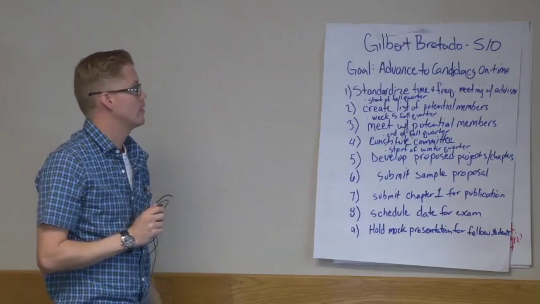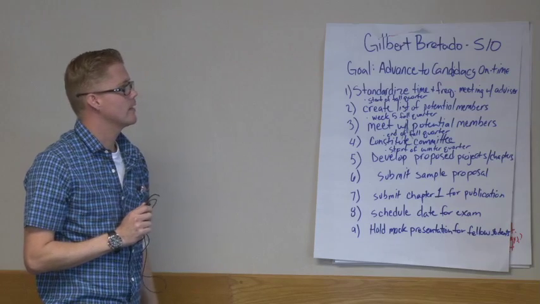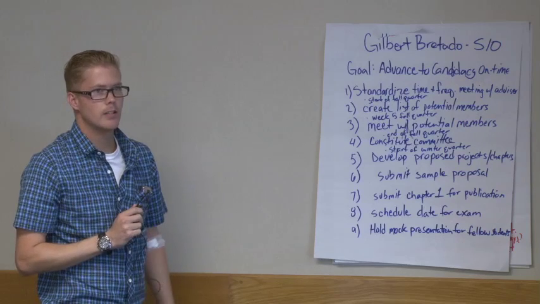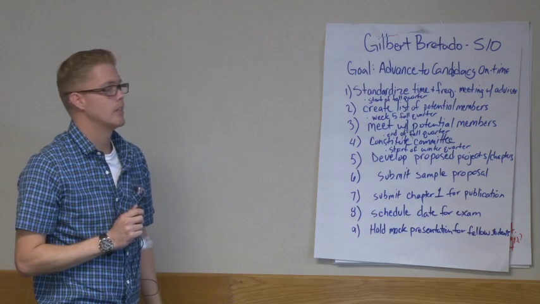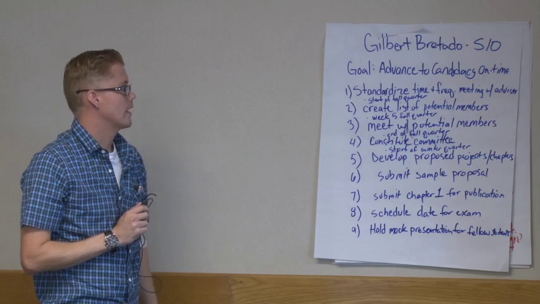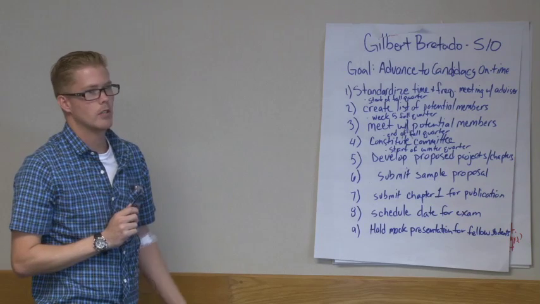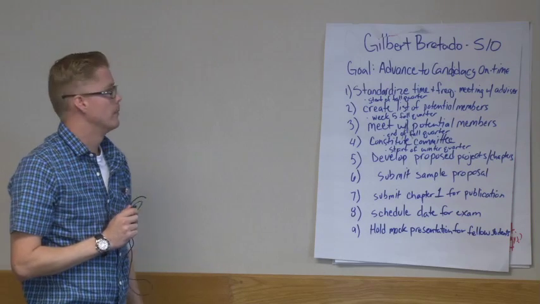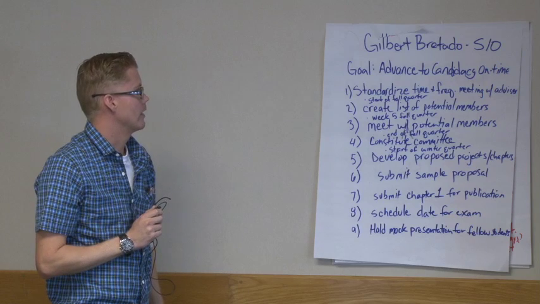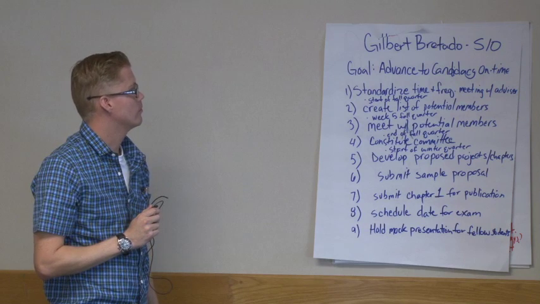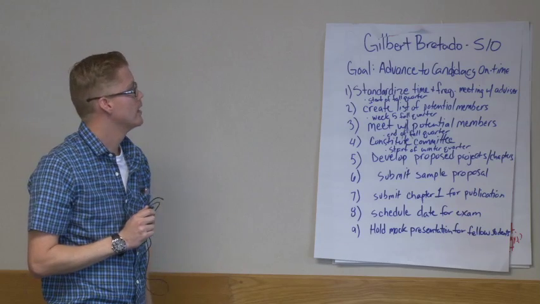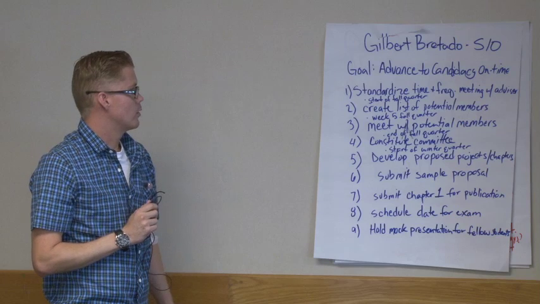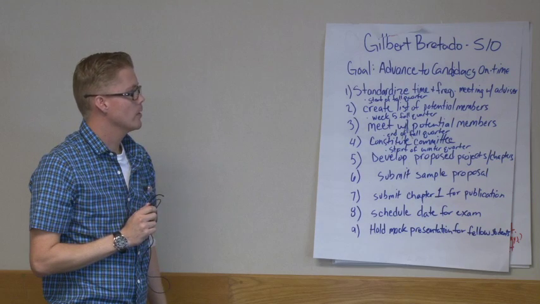So the goal is to take their qualifying exam and advance to candidacy on time. The first thing I ask them is, how often do you meet with your advisor? Do you have a regular schedule set? If they don't, then standardize the time and the frequency that you meet with them, once every 2 weeks, once a week, whatever your style is, however much oversight you need. Just standardize that format. Once they get on their advisor's schedule regularly and can start to talk about the subject, then I tell them to create a list of potential committee members.